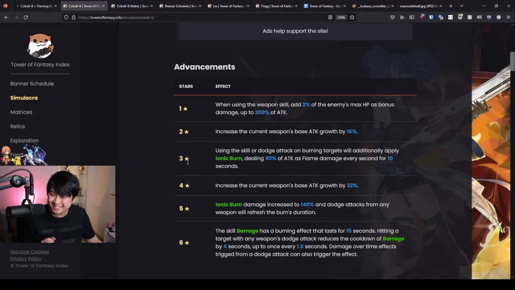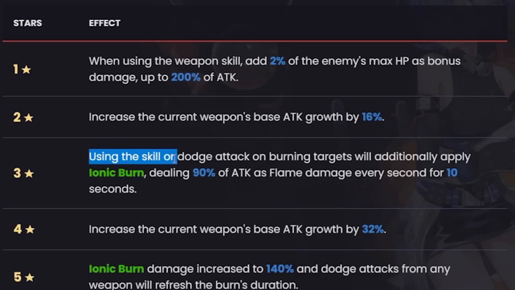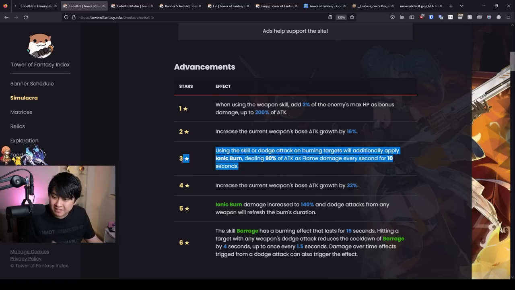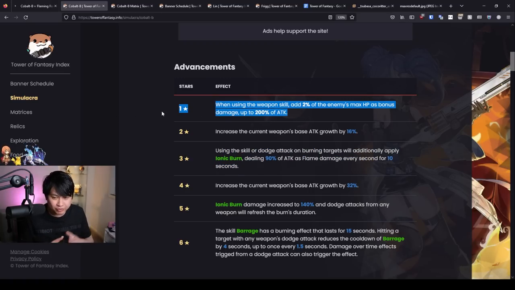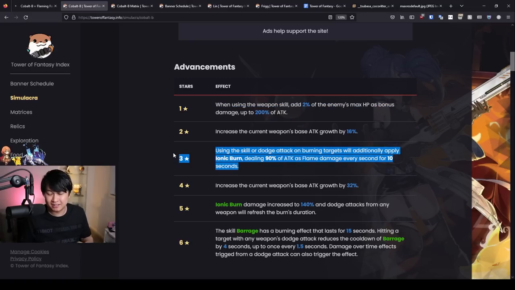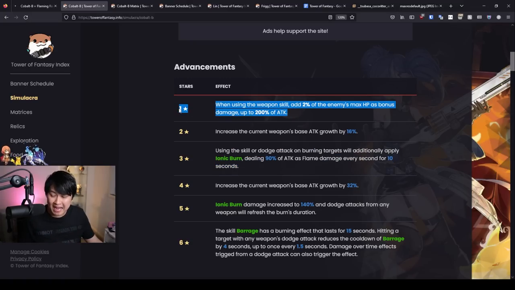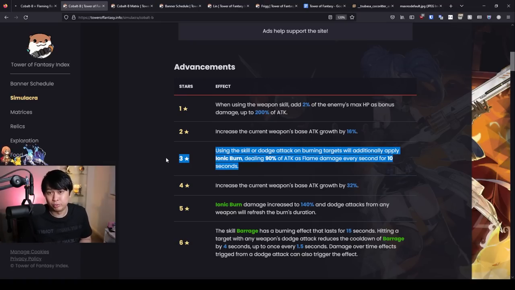Moving through to her 3-star advancement over here, using the skill or dodge attack on burning targets, so the target must already be burning, will additionally apply Ionic Burn, dealing 90% of attack as flame damage every second for 10 seconds. Now, what will determine the feasibility of this is if the 1-star advancement burns. So if we assume that it doesn't burn, then this is actually not exactly going to be that useful. But if the 1-star actually does indeed count as a burn, then this will actually be really, really freaking good.